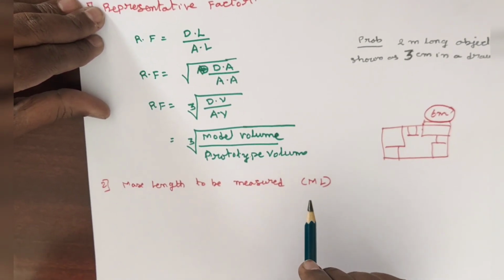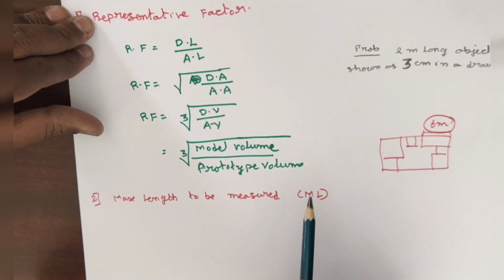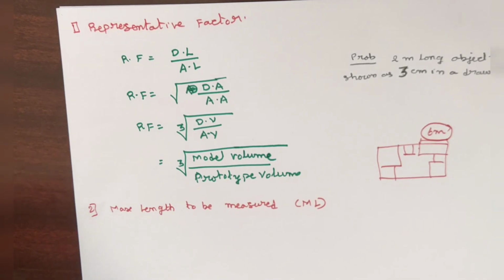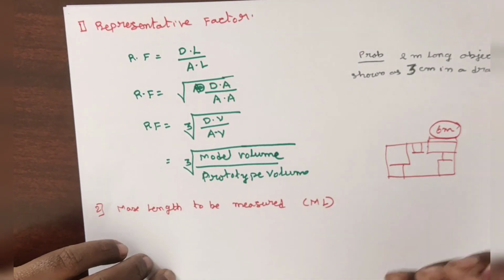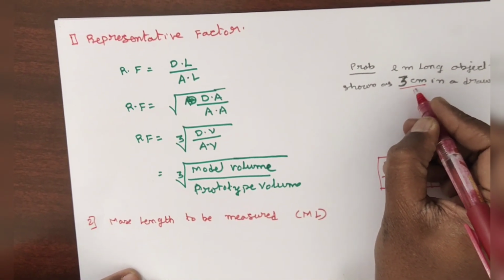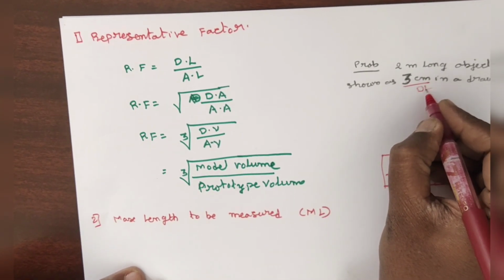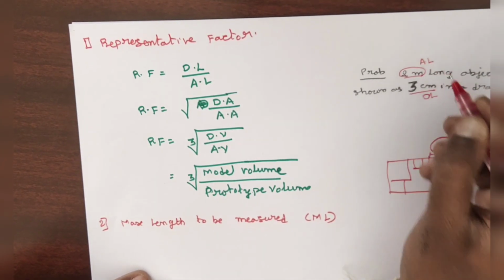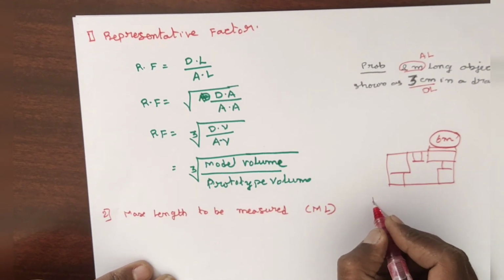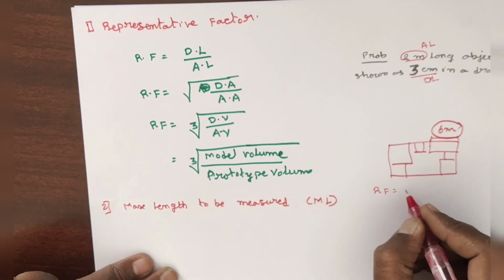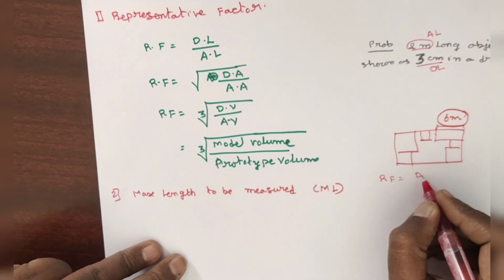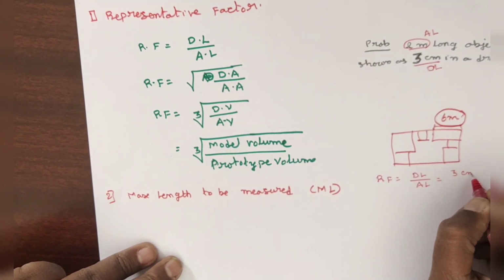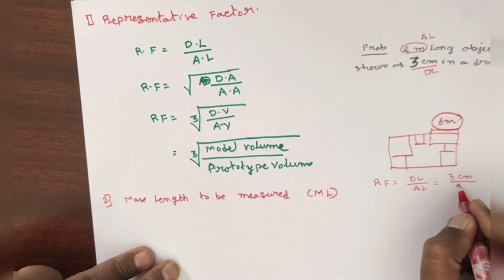So with this data, can you get the representative factor? What is the representative factor, sir? Here two pieces of information are given. This is the drawing length and this one is the actual length. From these we can find the representative factor. DL by AL, drawing length by actual length, that is 3 centimeters divided by 2 meters.